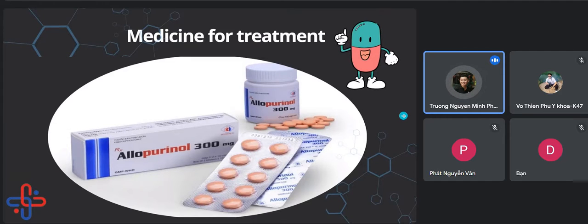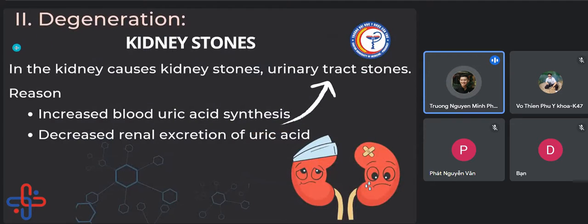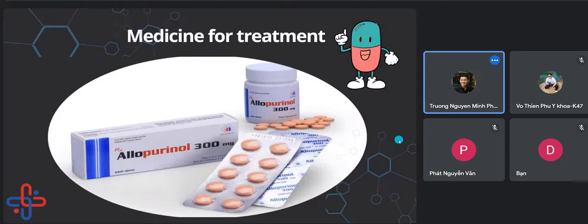So, fortunately, we have the treatment for this disease. The name of the medicine is allopurinol. This medicine will help to inhibit the enzyme xanthine oxidase in the treatment of gout. So that is my part, and we will move next to the presentation of my friend Thiện Phú.